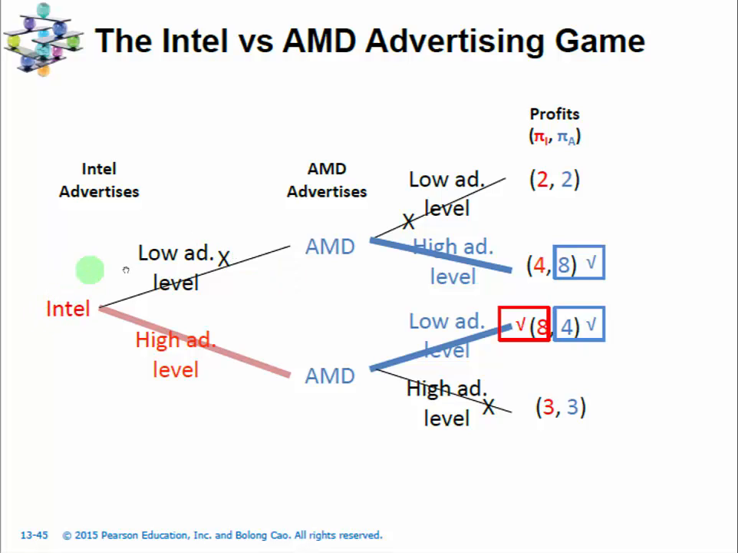And then for Intel, reasoning with backward induction, it will compare this 4 and the 8. Obviously, advertising heavily will be to the benefit of Intel. So in the CPU markets for personal computers, we see that Intel advertises substantially while AMD does not.